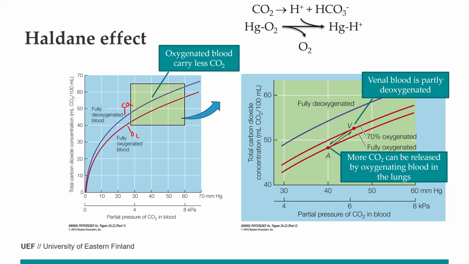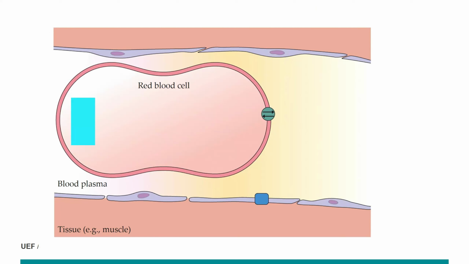And then when this blood is going to the lungs, this carbon dioxide carrying capacity is reduced. Not only because there is lower partial pressure, but because it can carry less carbon dioxide. So it's easier then to get rid of it. We don't need so steep a curve. Okay, so how does it work? Here we have a red blood cell in the blood plasma, etc.